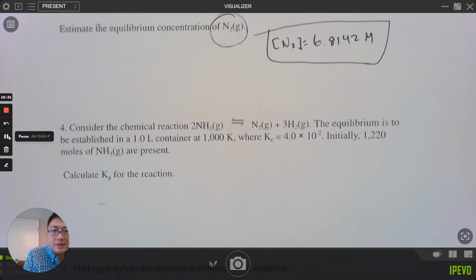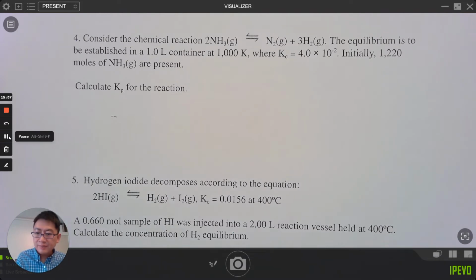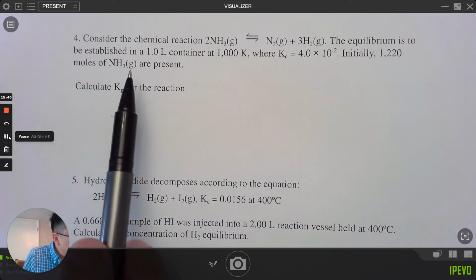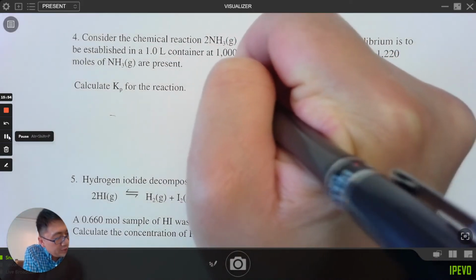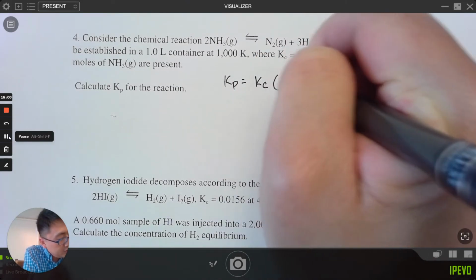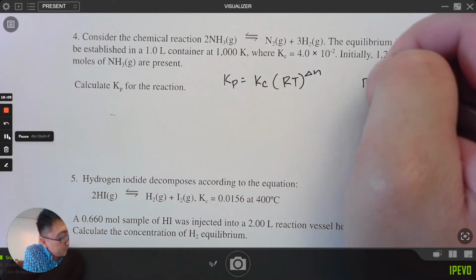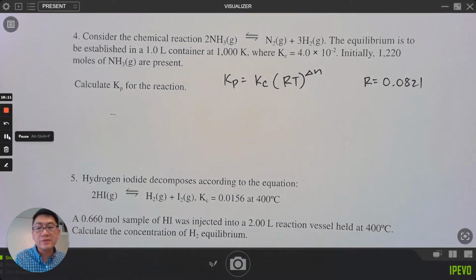Next question is number 4. Consider that reaction. The equilibrium constant is... Now, this question is not asking about equilibrium amounts at the end. It says, what's Kp? There's one other equation in this chapter. Kp is equal to Kc times RT to the delta n power. I'll give you R on a test, but R is equal to 0.0821. Don't worry about the units, because we don't use units for Kp or Kc anyways.